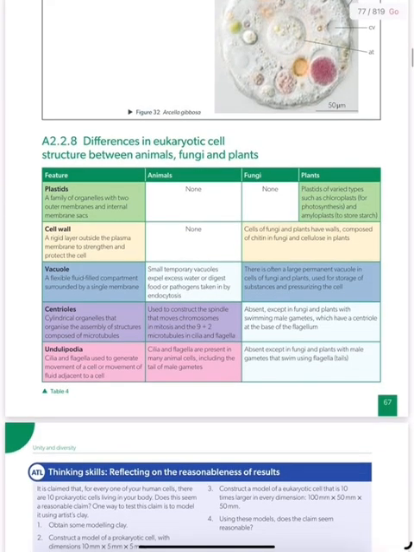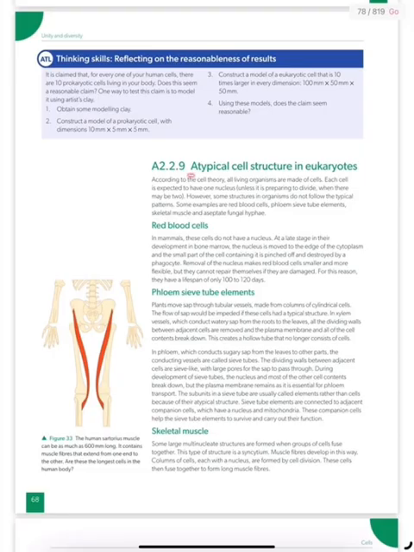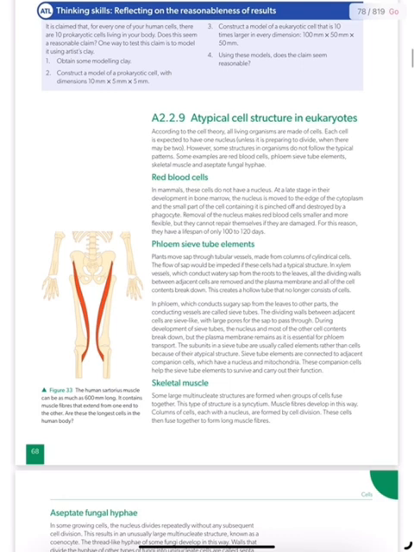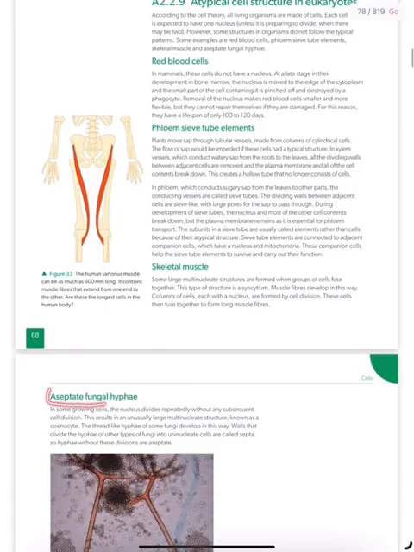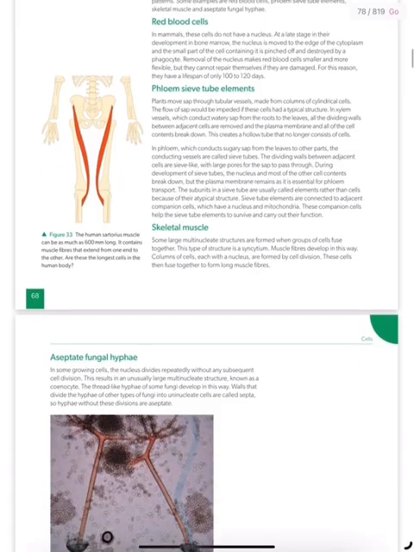From this table, you can see the differences in eukaryotic cell structure between animals, fungi, and plants. Atypical cell structure in eukaryotes. So, for example, we can give red blood cells, which do not have a nucleus, phloem sieve tube elements, skeletal muscle, and aseptate fungal hyphae.